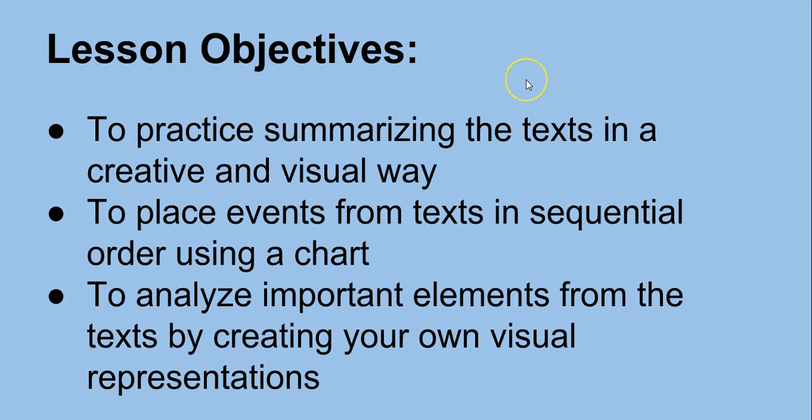So the lesson objectives for today are to practice summarizing the text in a creative and visual way, to place events from text in sequential order using a chart, that means from beginning, middle, to end, and to analyze important elements from the text by creating your own visual representations. So we're going to be creating our own visual representations, which means drawing some parts of the story. So this is where you can really use your creativity to make whatever you think best looks like parts of the text.